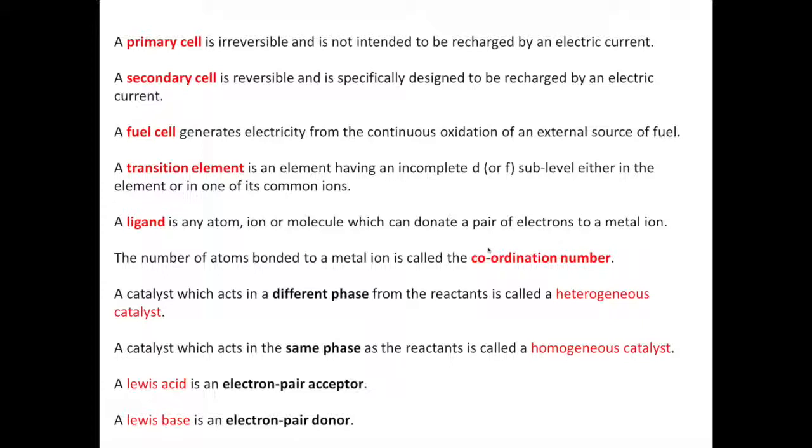A catalyst which acts in a different phase from the reactants is called heterogeneous. A catalyst which acts in the same phase as the reactants is called homogeneous. A Lewis acid is an electron pair acceptor, and a Lewis base is an electron pair donor.